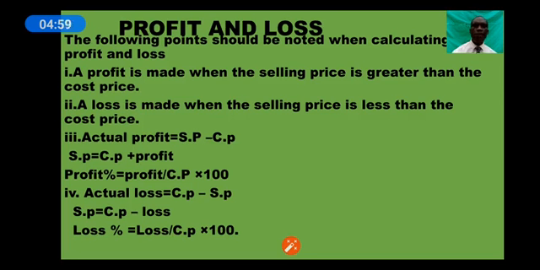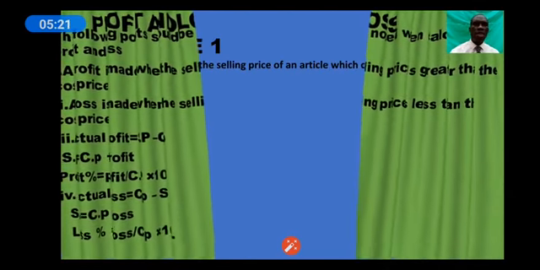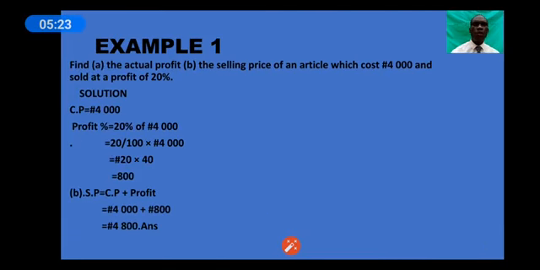And we also have profit percent, and this is given as profit over cost price times 100. The actual loss is equal to cost price minus selling price, and selling price is equal to cost price minus loss. We also have loss percent given as loss over cost price times 100 over 1. Now, to further explain these points, we want to take some examples.